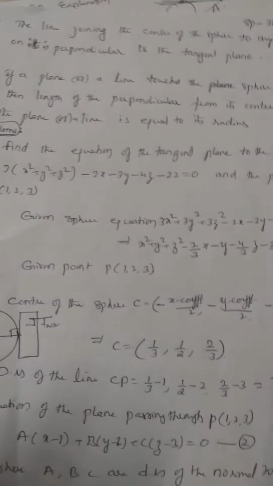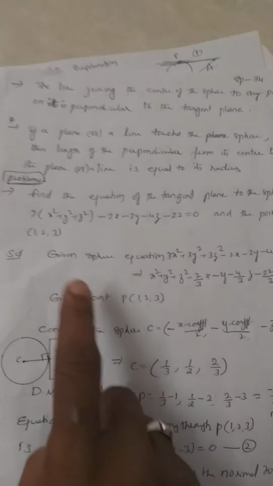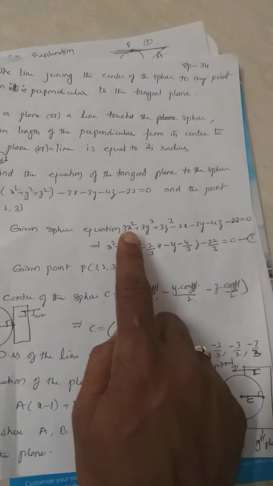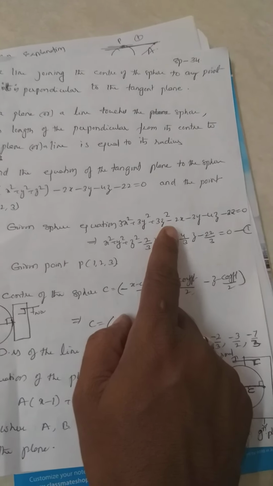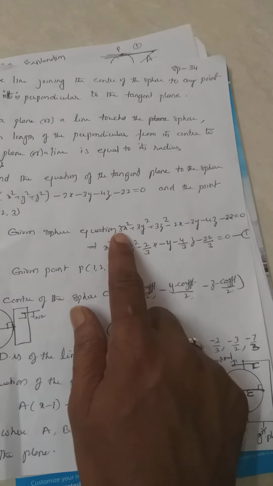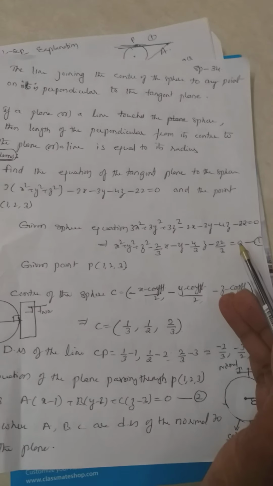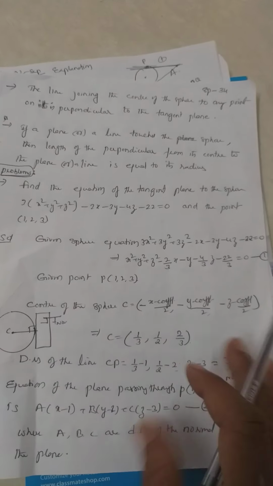Now, see here, this is our given data. We wrote our given equation of a sphere. Now the coefficients of x square, y square, and z square must be equal to 1. That's why I am dividing the equation by 3. Now we call that equation number 1, and the given point is also given.